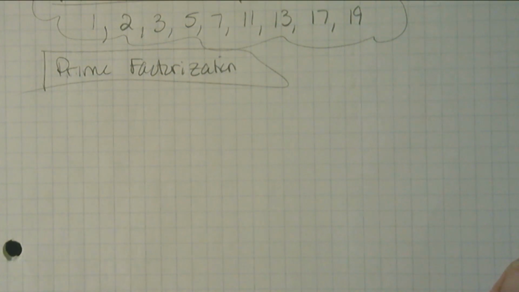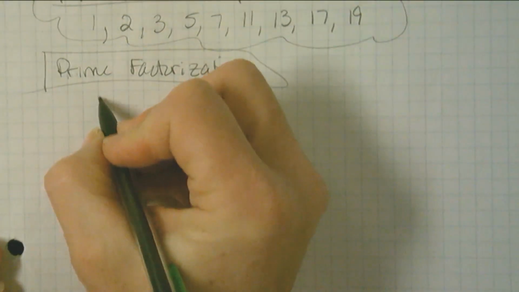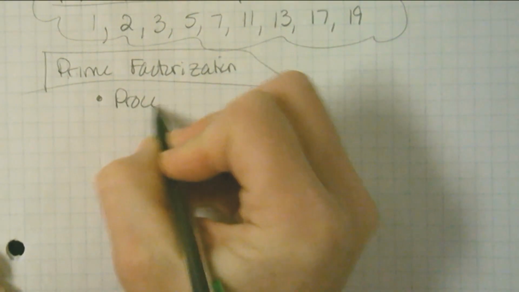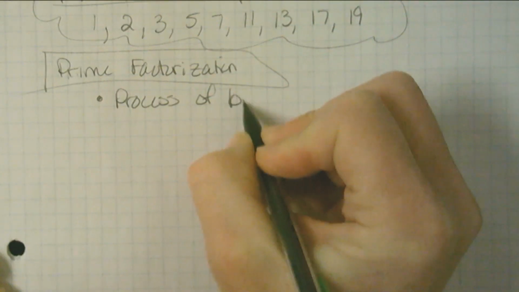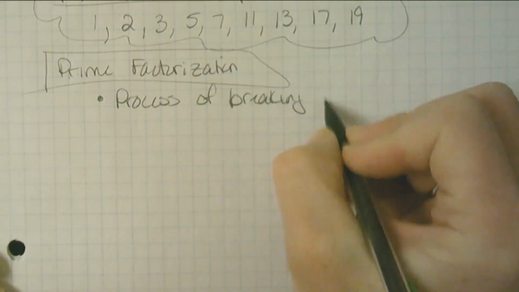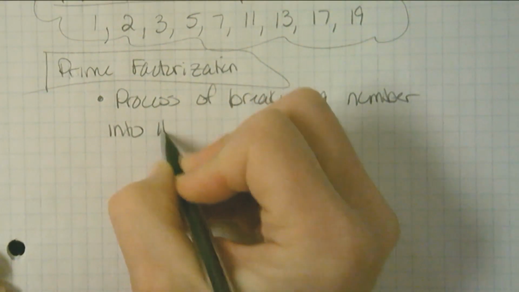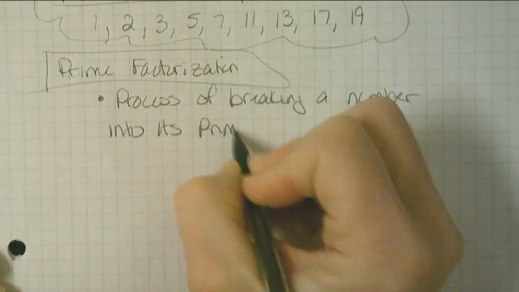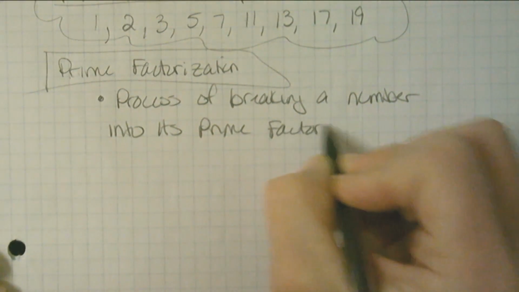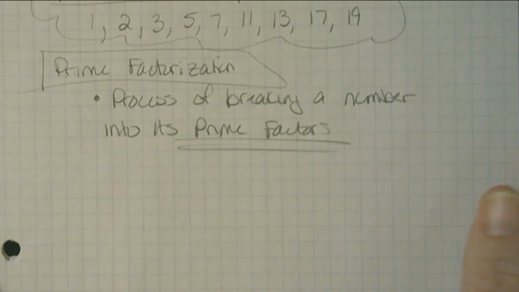Yes, it's finding its prime factors. So prime factorization is the process of breaking a number into its prime factors. And that's the key. It's not any factors, it's its prime factors. Because we're going to be using these to find greatest common factor and least common multiple.